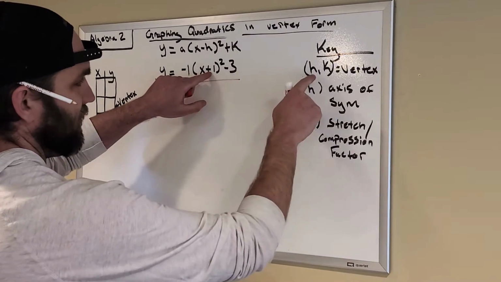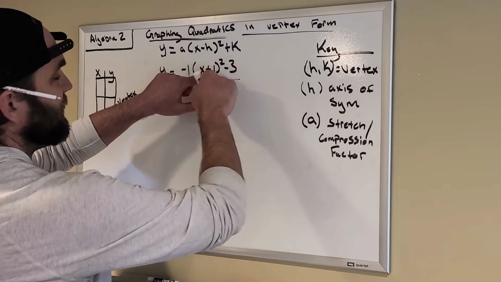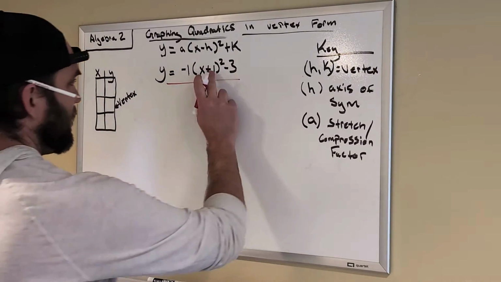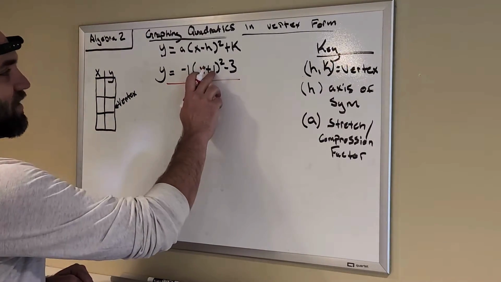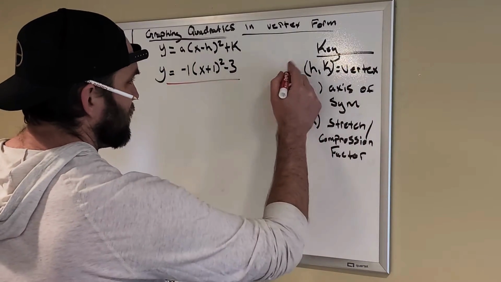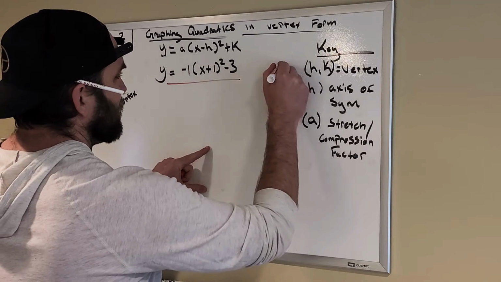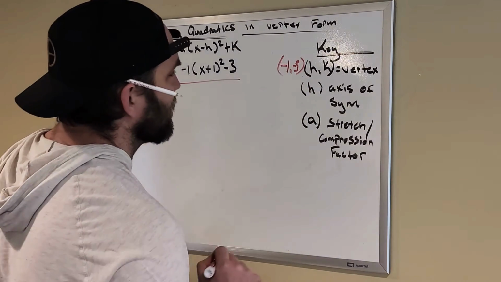However, my h value always has to be the opposite of what's inside the parentheses. So that h value of 1 is actually -1. So it's going to be -1, -3. My h, k is my vertex. So I'm going to put that right over here: -1, -3. That's going to be my vertex.